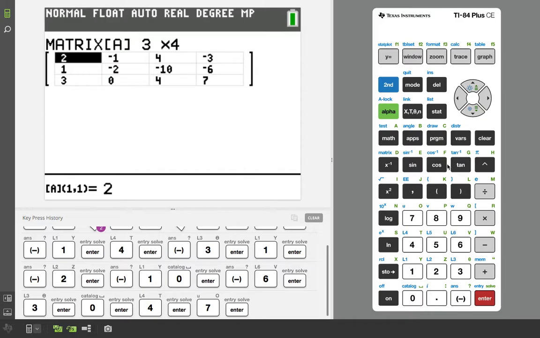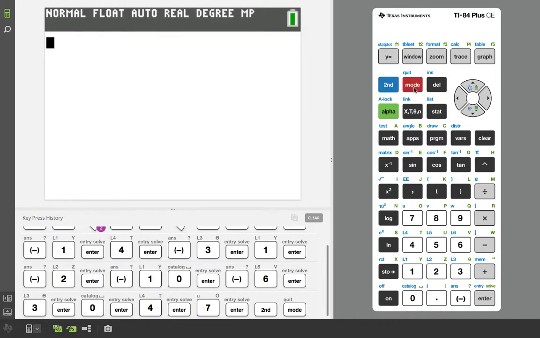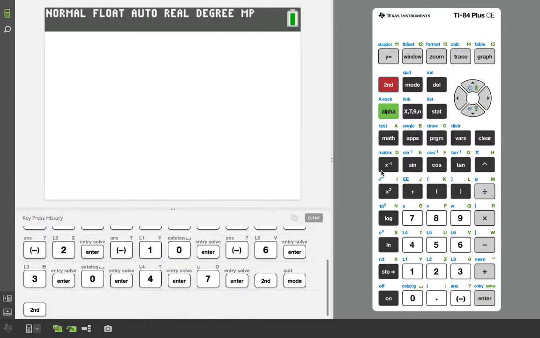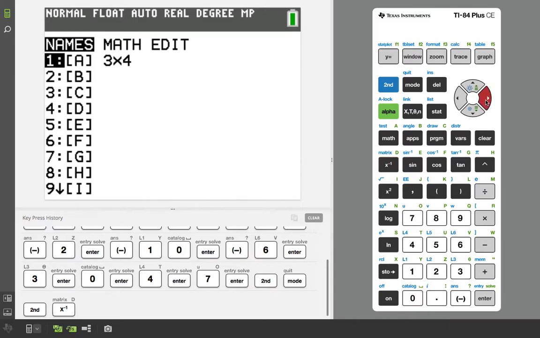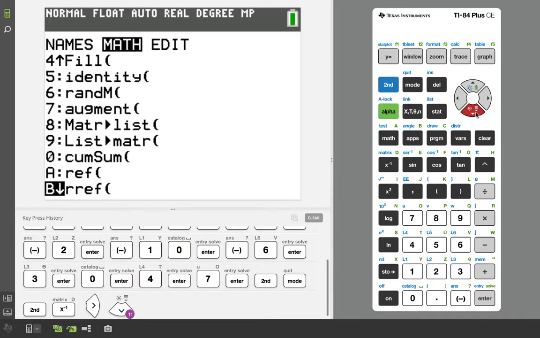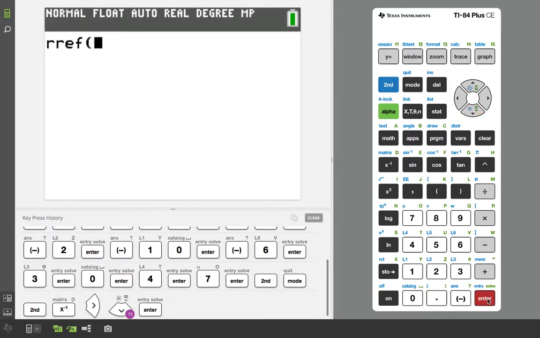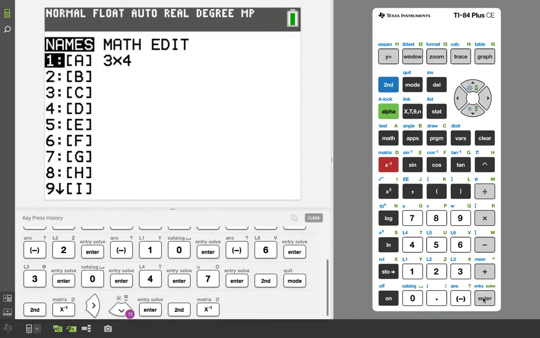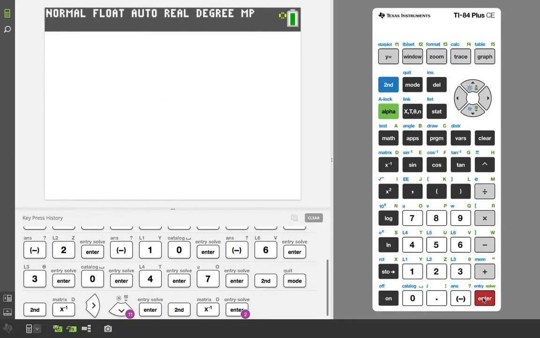So then to get this to be reduced row echelon form, we want to go back to our home screen. So we do second quit. And then we want to go back to second matrix and go over to math. And then you have to scroll down, but it's option B where it says RREF, and that stands for reduced row echelon form. So if you just hit A, that's the row echelon form, but it doesn't quite get us what we want in order to solve. So we want to select B for RREF. Now we have to go and select our matrix. So then you'll go to second matrix, and then we just select matrix A because that's what we typed in. And then you hit enter.